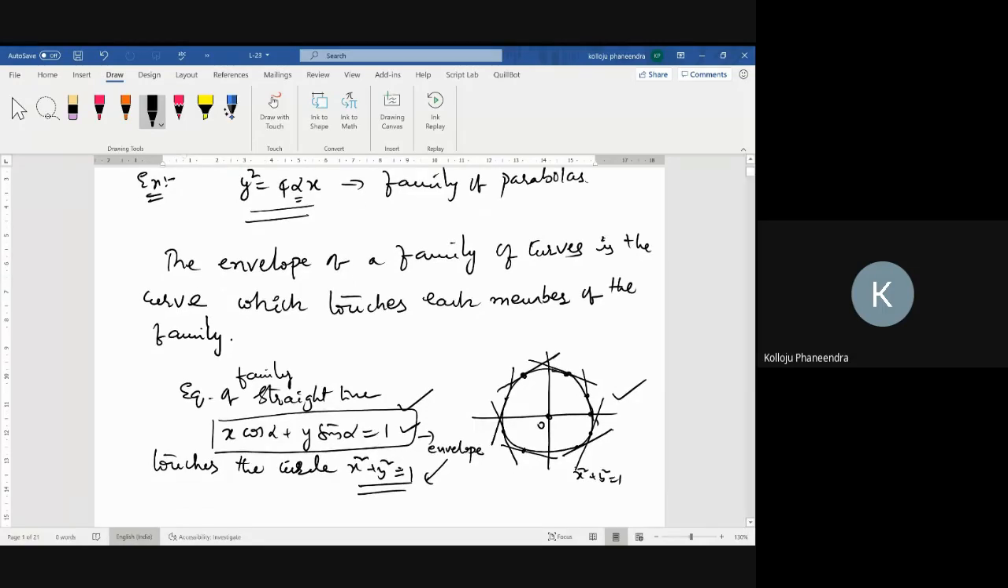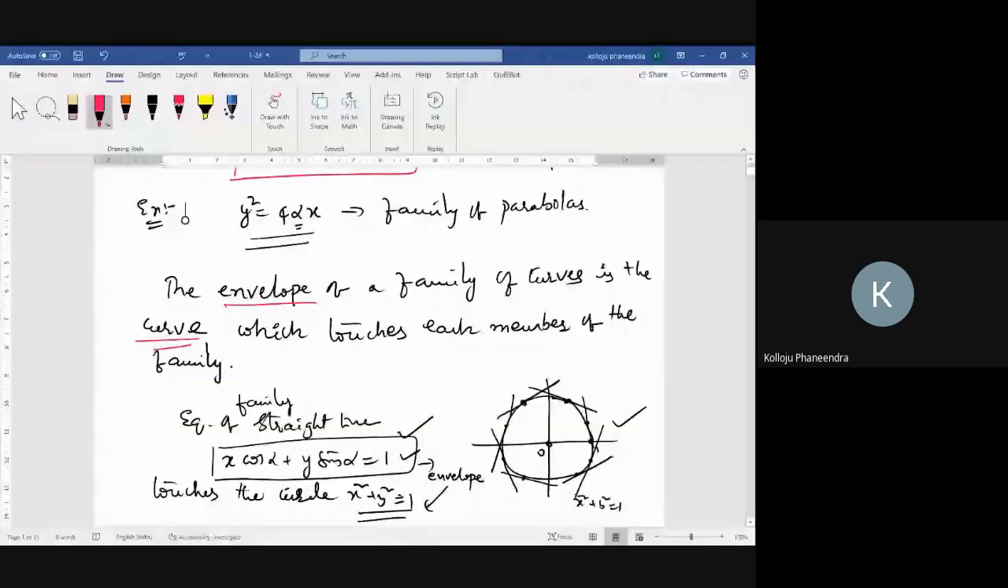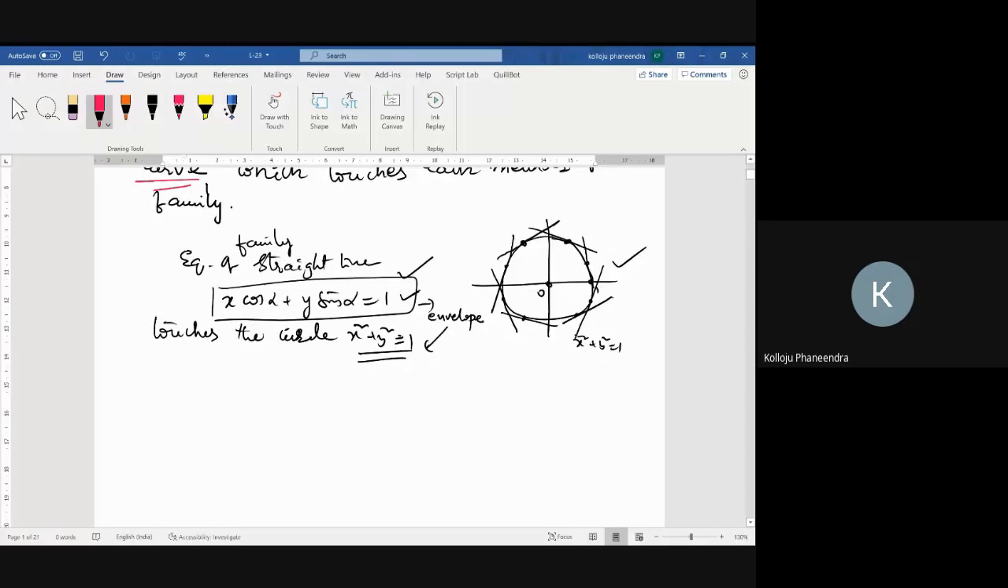So what is the definition of envelope? Envelope is again a curve. It is a curve which touches each member of the family. Now, how to calculate or find the envelope of a given curve?